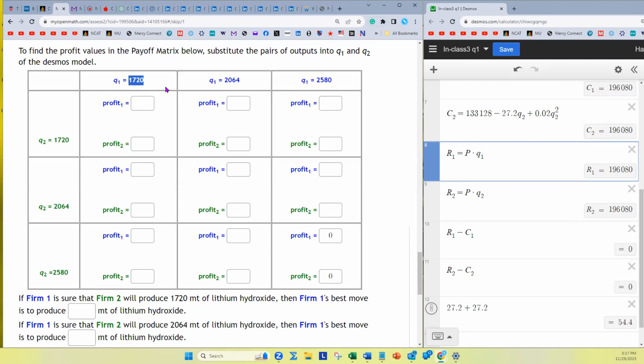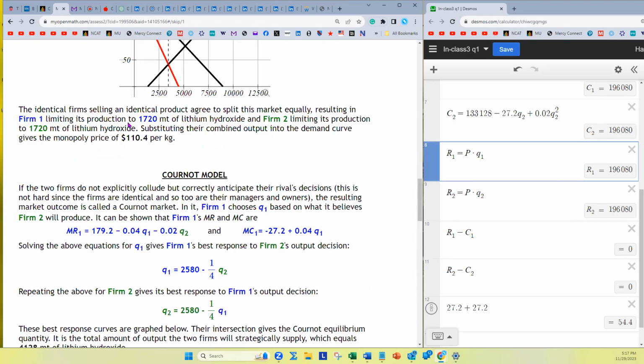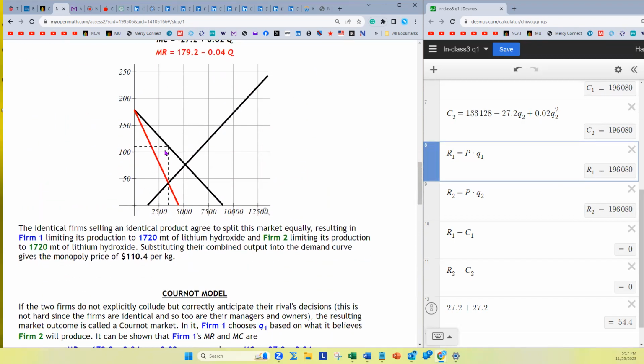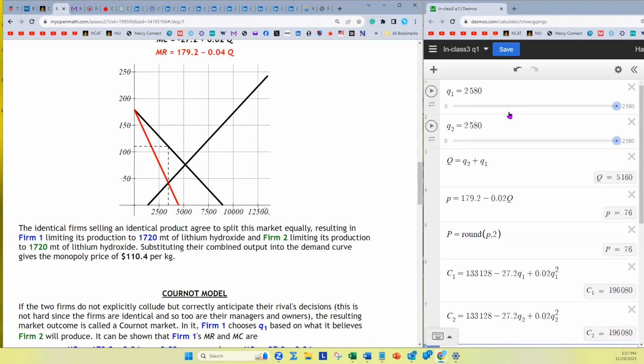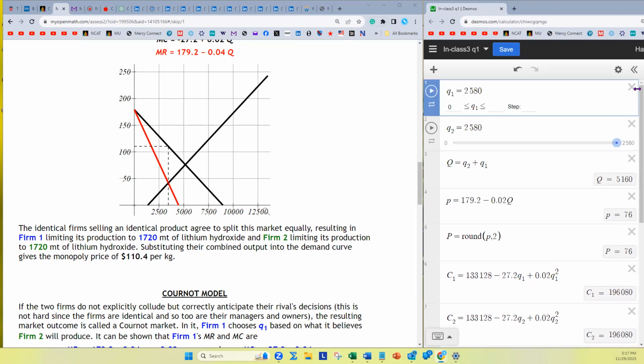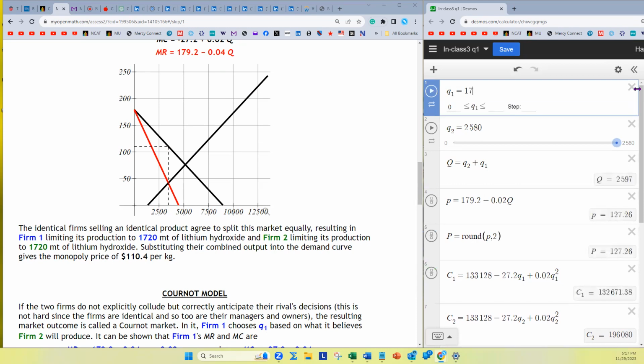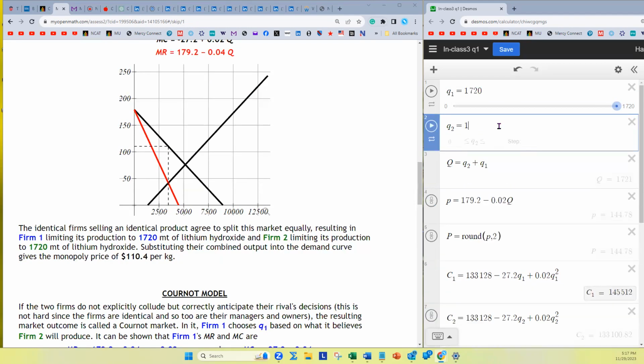So they're going to act as a cartel, right? They're going to act as one firm. So that cartel model's in the middle, and we said the price was 110.40. What we need to do now is replace the quantities with the cartelling outcome, the monopoly outcome, 1720 and 1720. Together, each produces 1720 per their cartel agreement.